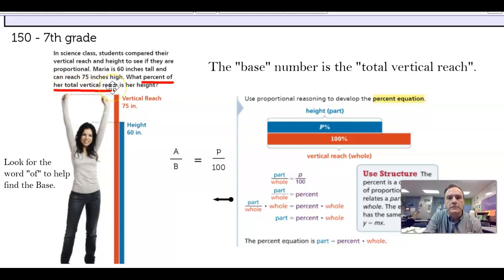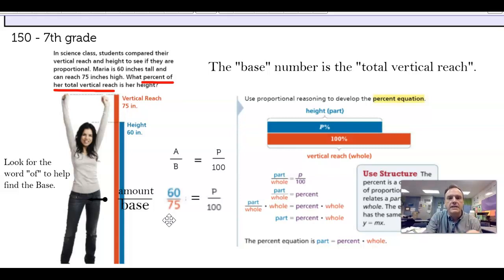It's the total vertical reach. So if we can see right here, 75 inches, that's going to be our base number. And then her height is going to be her amount. That makes sense if we set up our proportion like this, 60 over 75. That's a fraction, right? It's her height compared to the total vertical reach. And the rest of our proportion would look like this. Now we've set up our proportion. We don't know what the percent is, but we can use our method of solving a proportion to solve for the percent number. And that would be our answer for that problem.